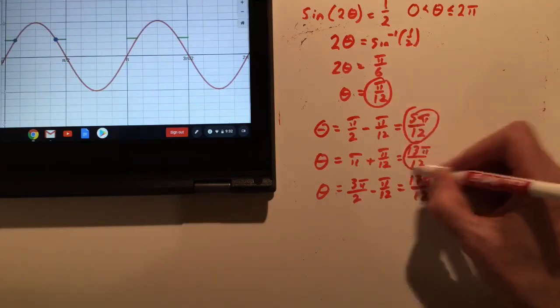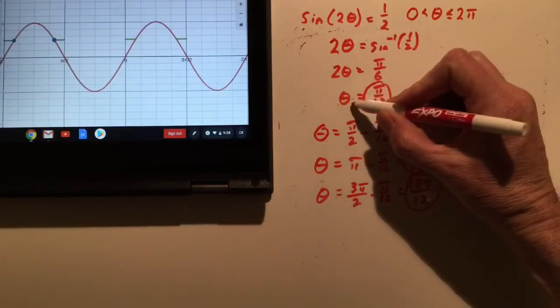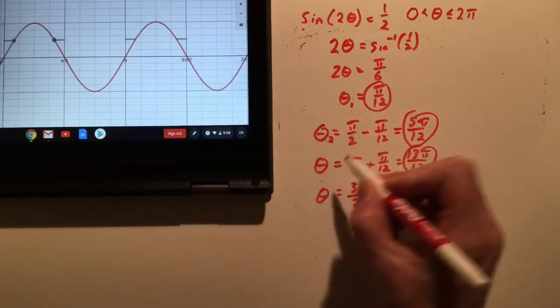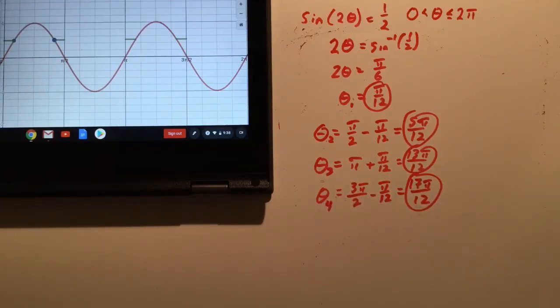1, 2, 3, 4 different solutions. And they're exactly the same as we got the last two times. And we probably should have used subscripts to show these 4 different angles here: theta sub 1, theta sub 2, theta sub 3, and theta sub 4. So this wasn't nearly as hard as I thought it was going to be.